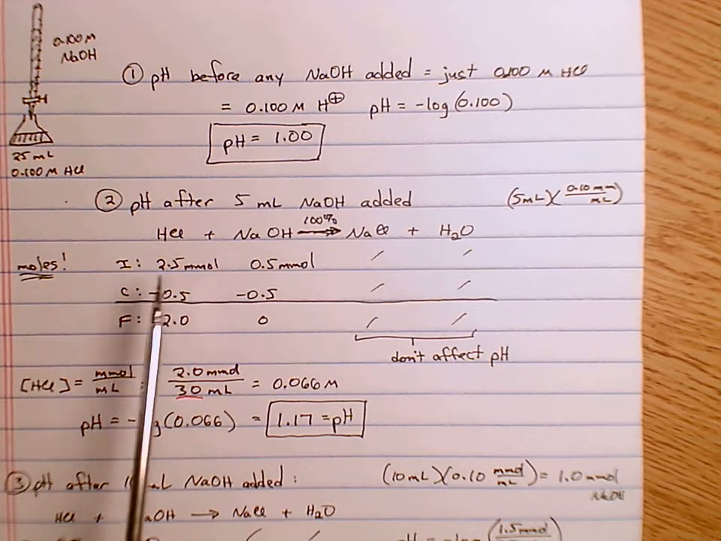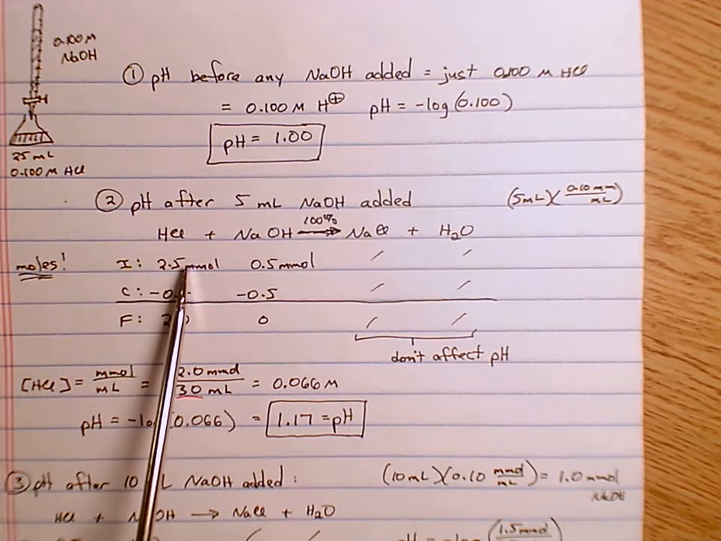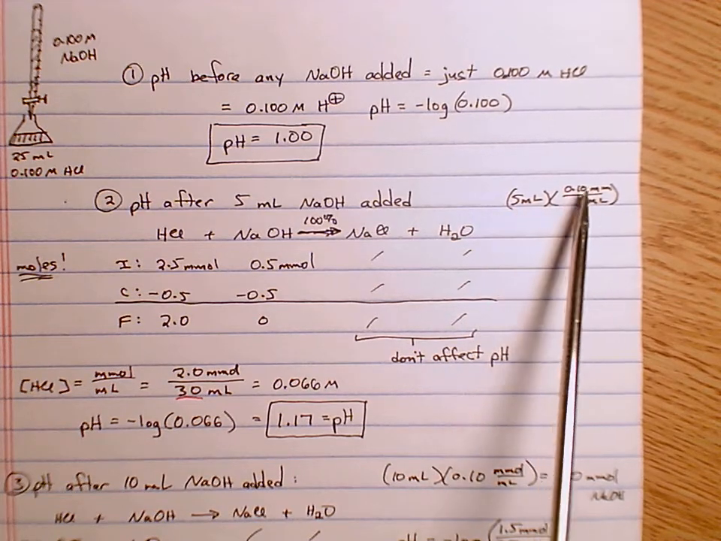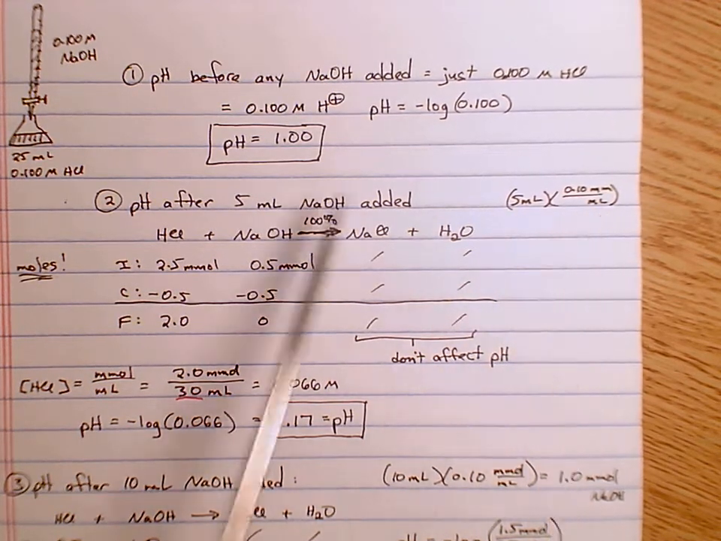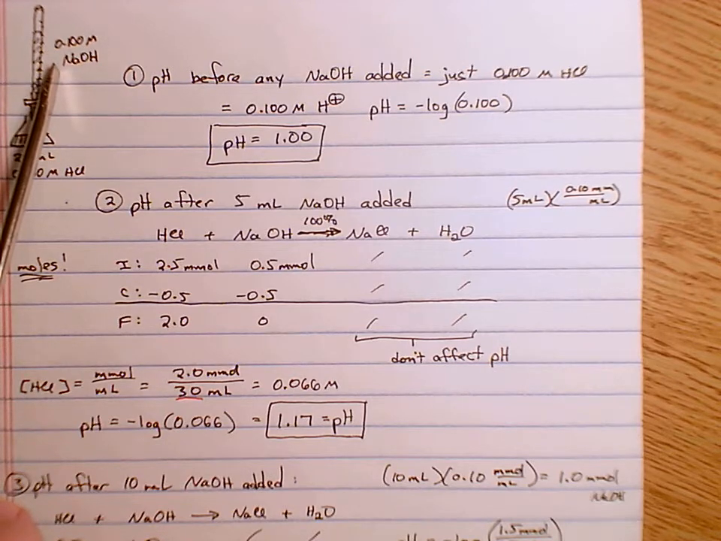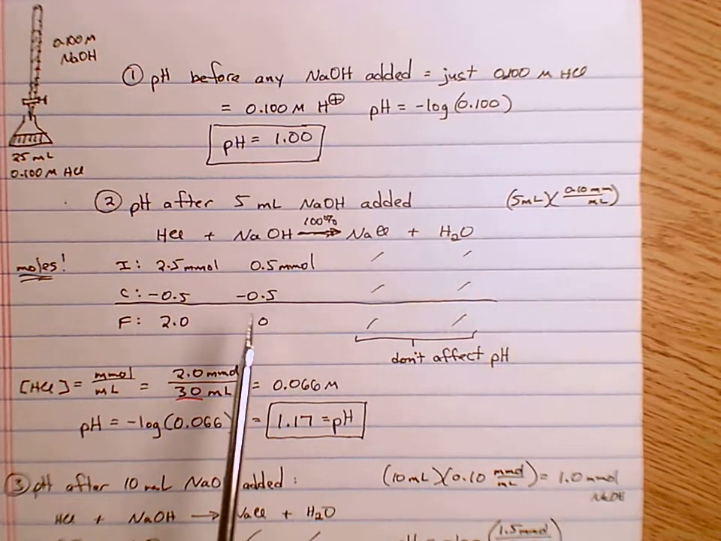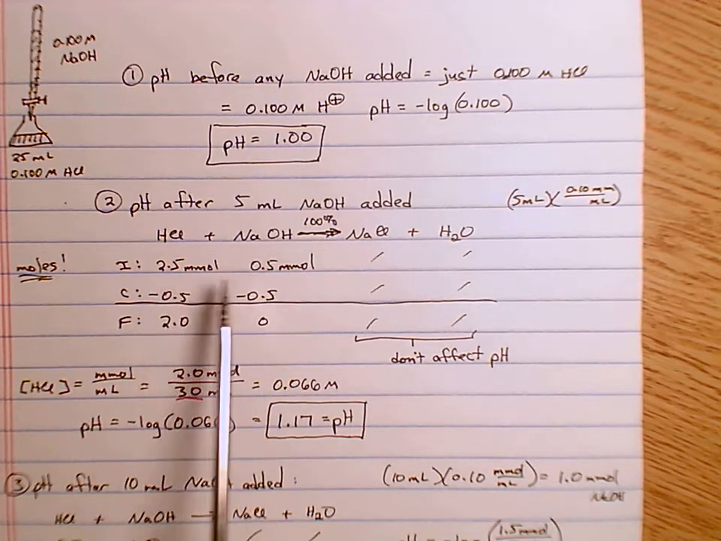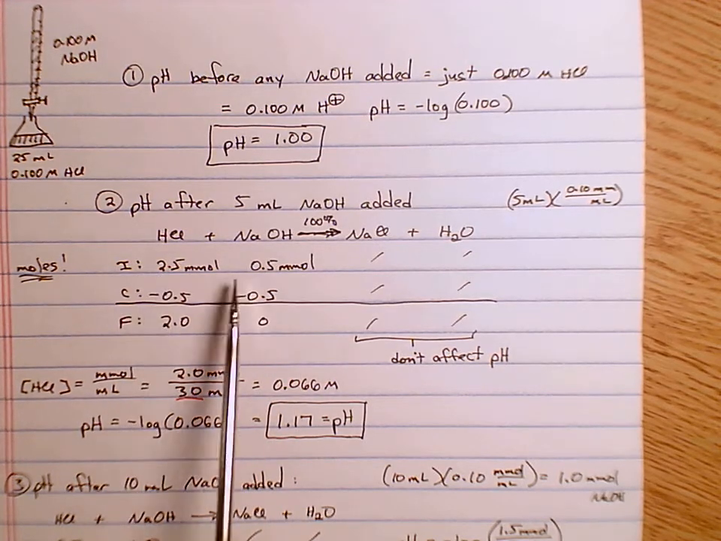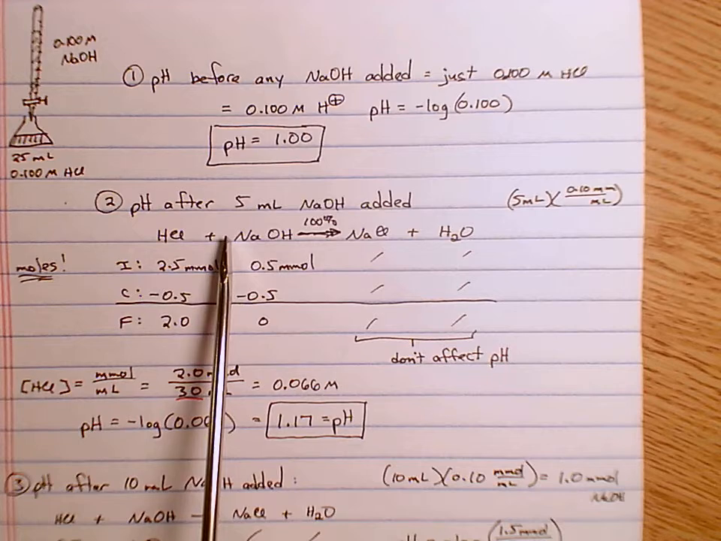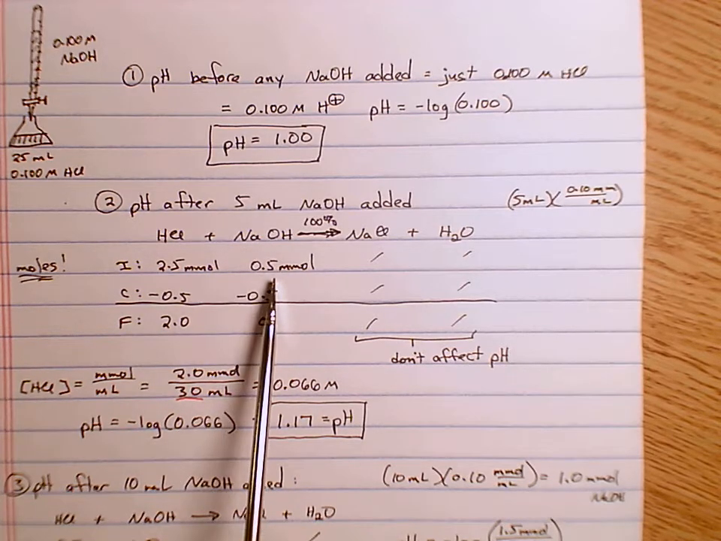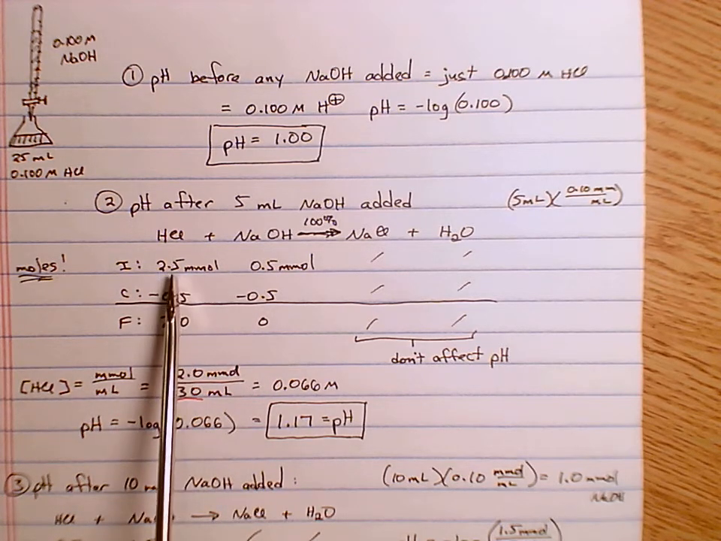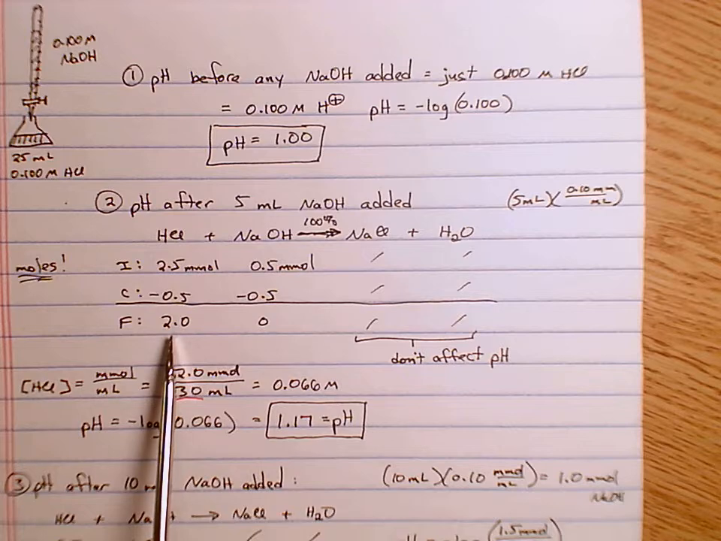But we recall from our calculations, we had 2.5 millimoles of HCl. If I added 5 milliliters, I know 5 milliliters times 0.1 millimole per milliliter, because that's our concentration of NaOH, 0.1 mole per liter or millimole per milliliter, tells me I've got 0.5 millimoles of NaOH added. And so now it's just a limiting reagent problem. I've got 2.5 millimoles of HCl, 0.5 millimoles NaOH, it's a 1-to-1. So I know that NaOH is my limiting reagent, so I'm going to subtract off the 0.5 millimoles from this HCl, and I have 2 millimoles of HCl left.